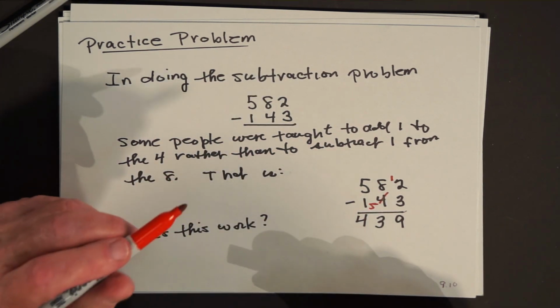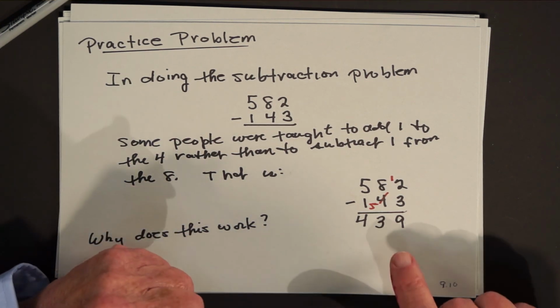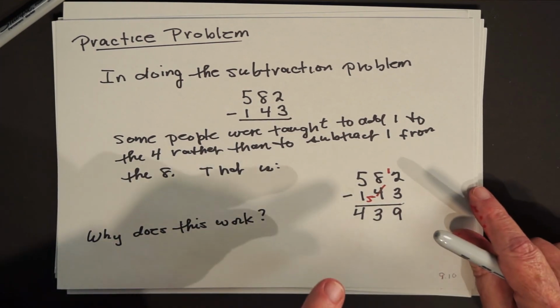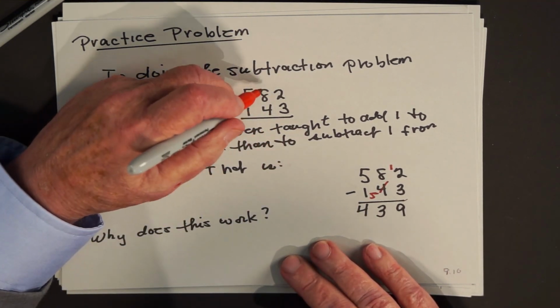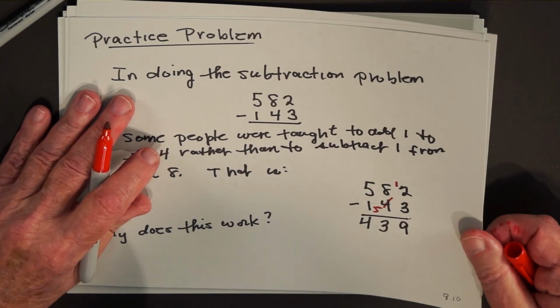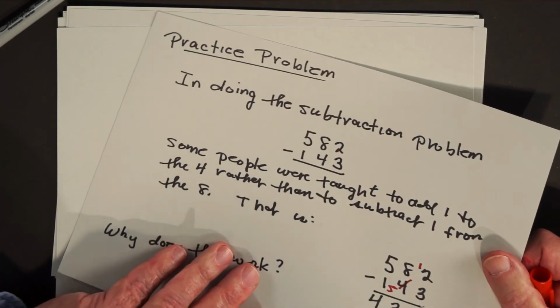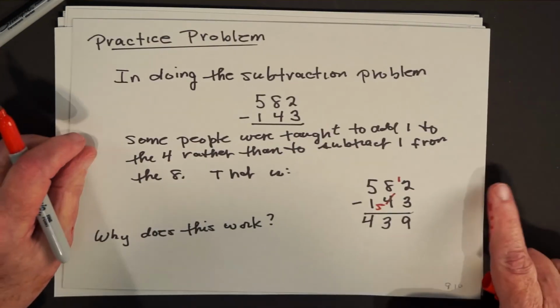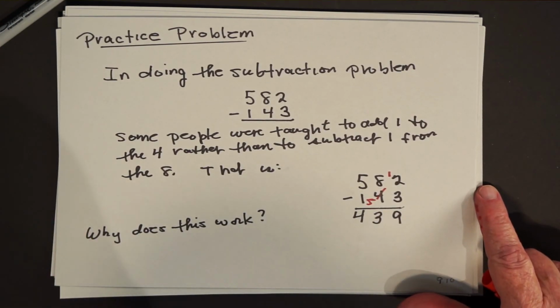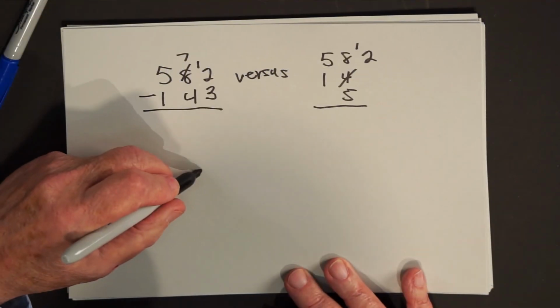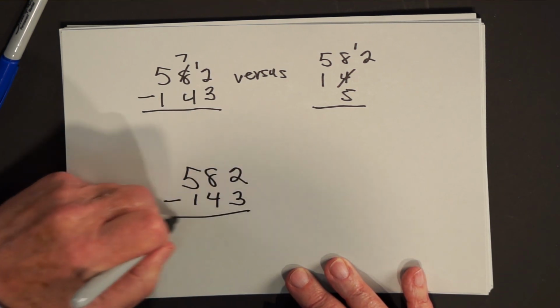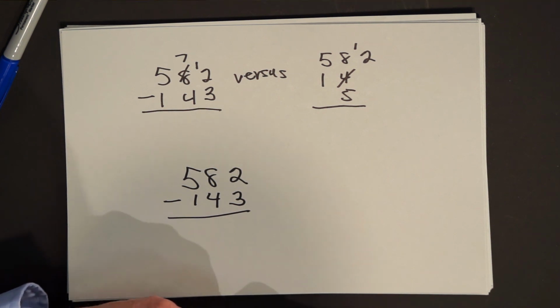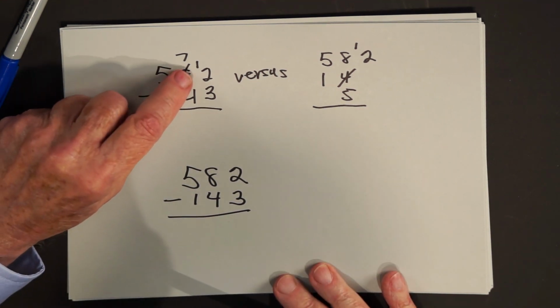And the question was, why does this method work? In other words, you get the same answer both ways. But why is this way equivalent to what you would have got if you had crossed off the 8, made it a 7, and did the problem the traditional way? Okay? So come back and watch what I'm doing after you've had a chance to look at the problem. So the problem was 582 minus 143.